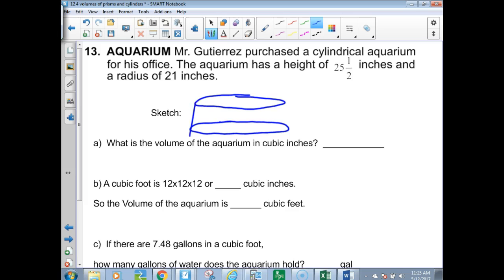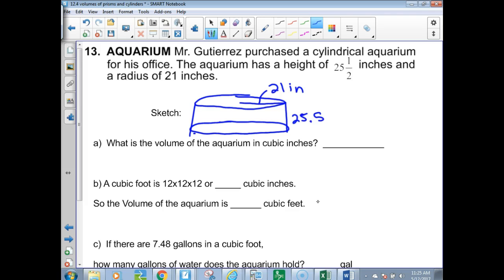You make a couple ovals and then you connect the sides. I know mine's not that pretty. Oh well. Its radius is 21 and its height's 25.5. Now I didn't make this to scale clearly.